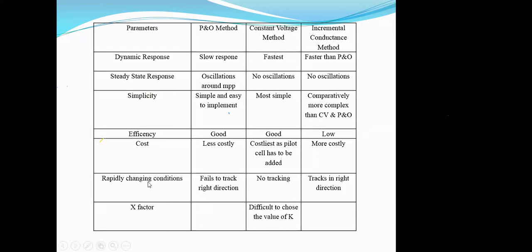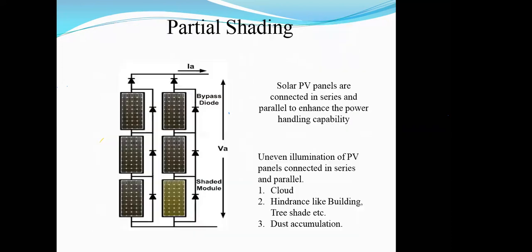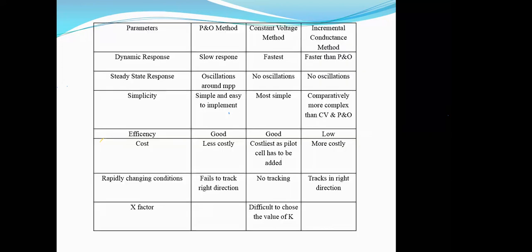Then the third, and this is rapidly changing. Here we have no tracking system, so it doesn't fail. The other fails, and this tracks in the right direction. The K factor, meaning how much value will multiply into the VOC, will be 0.72, 0.73, 0.74. It is very tough to choose. I have told you that it depends upon the material, but it is tough to choose which material we are using. Okay, this is enough till now.